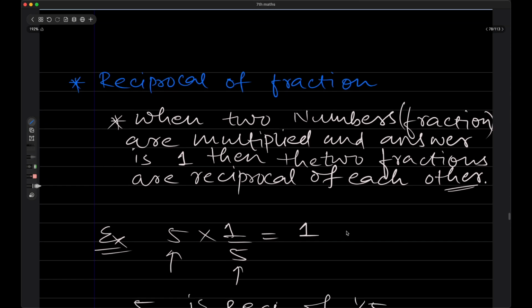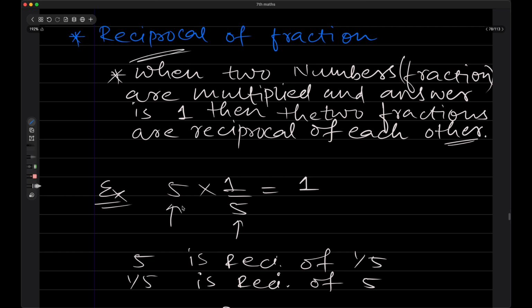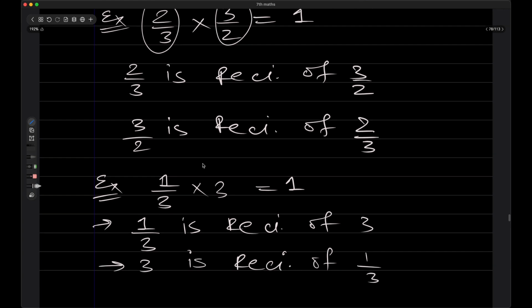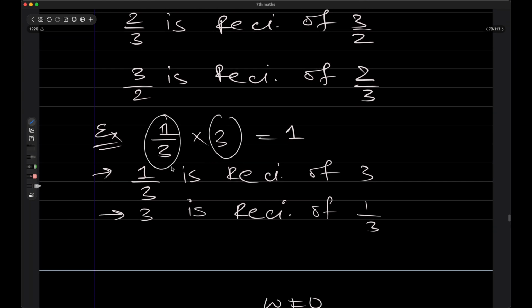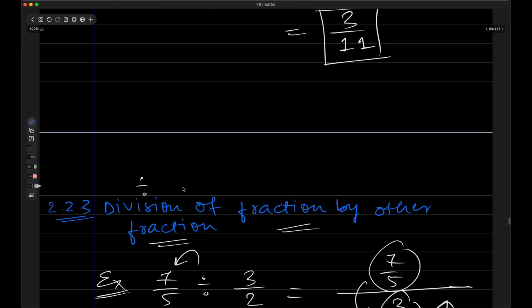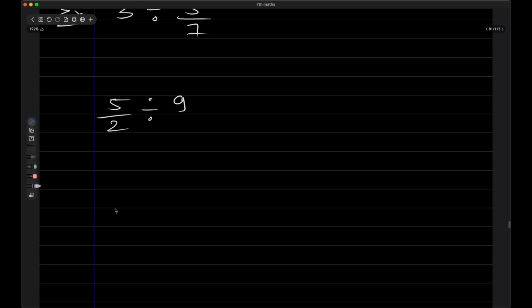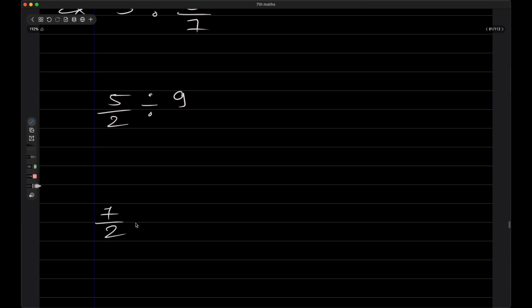We have covered reciprocal topic with whole number and fraction, with fraction and fraction, and with fraction and whole number. So what we have covered in this lecture, that is division. Let us take one example of division, that is division of whole number by fraction, division of fraction by whole number and division of fraction by fraction.